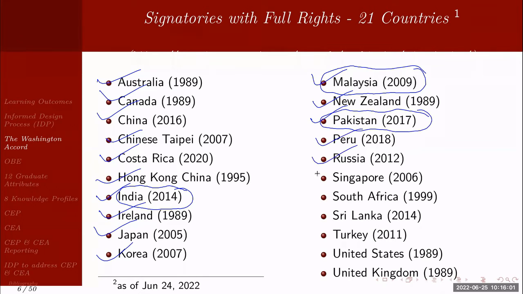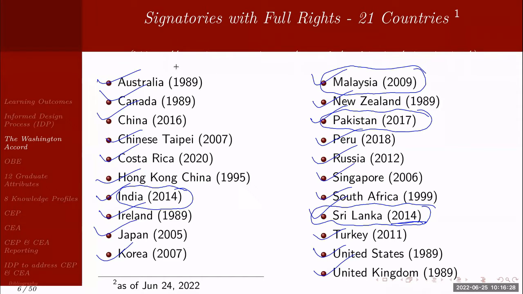Peru, Russia, Singapore, South Africa, Sri Lanka, even this one of our neighboring countries, Sri Lanka became a member in the same year like India, in the year 2014. Then Turkey, US, the UK. So these are the 21 countries who are full signatories. What does it mean? I mean, they have this so-called mutual recognition.